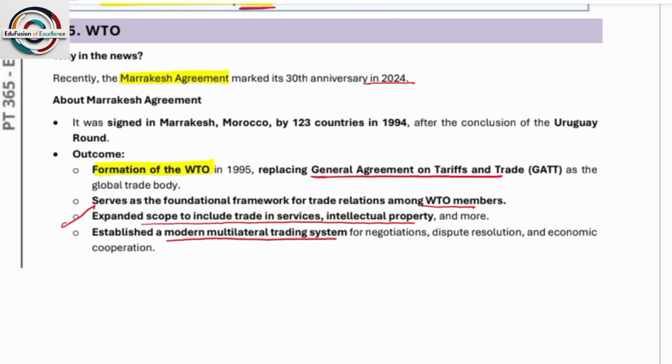Next is the formation of WTO, replacing the General Agreement on Tariffs and Trade. So WTO came into existence by replacing the General Agreement on Tariffs and Trade. It has served as a foundational framework for trade among the WTO members, expanded scope to include trade in services, intellectual property, and more. Established modern multilateral trading system.